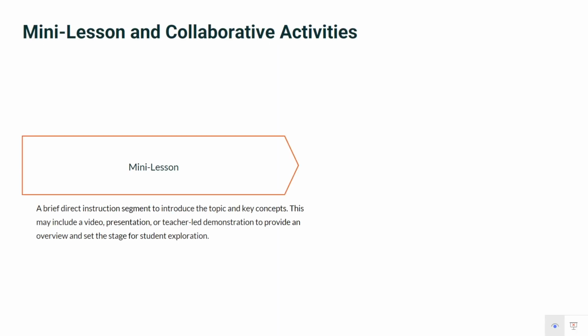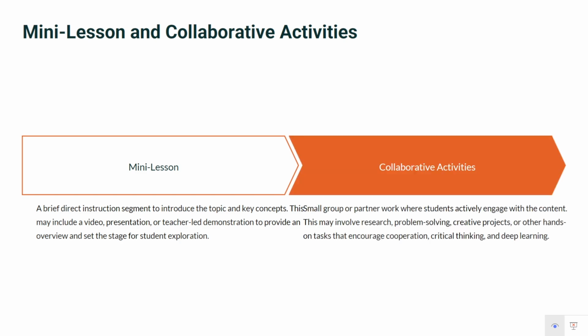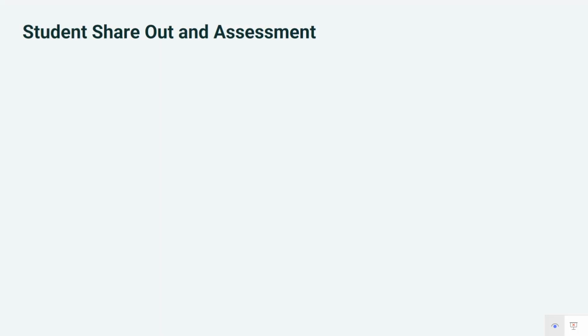We talked a little bit about a mini lesson. You have to make sure and demonstrate what the students need to learn. Here it says a brief direct instruction segment to introduce the topic and key concepts. This may include a video, presentation, or teacher-led demonstration to provide an overview and set the stage for student exploration. Collaborative activities. Small groups or partners work together. Students actively engage with the content. This may involve research, problem solving, creative projects, or other hands-on tasks that encourage cooperation, critical thinking, and deep learning.